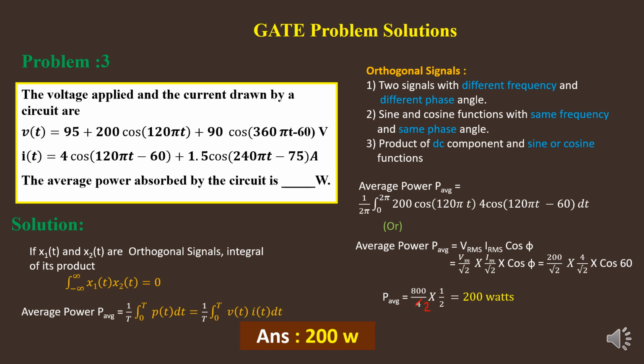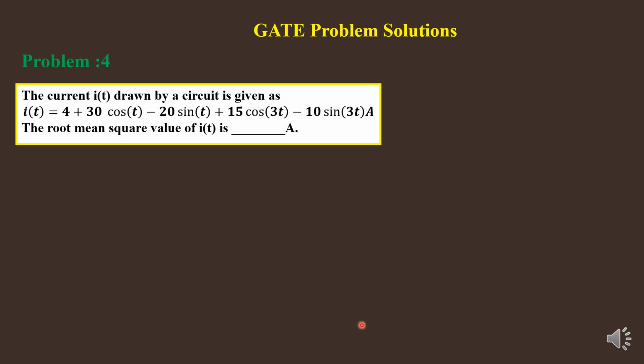Okay, and the last problem. Like the previous problem, this is also taken from the AC network. The current I of t drawn by a circuit is given; the I of t equation is given. The root mean square value of I of t is: okay, so here the signal representation is given. From this we can find the root mean square value. The root mean square value is nothing but the peak value by root 2.